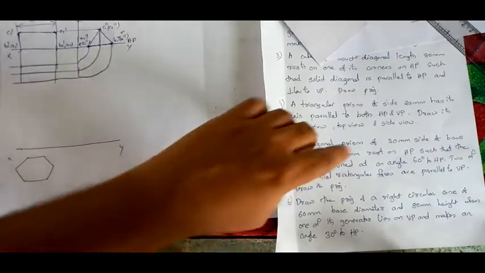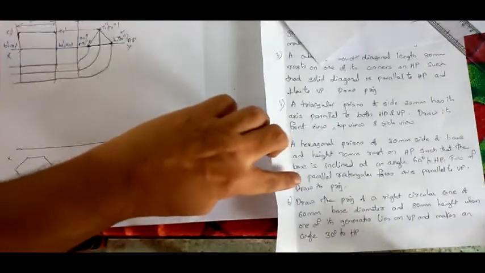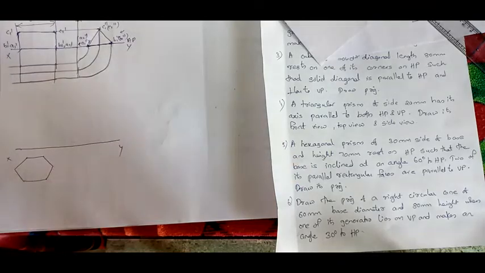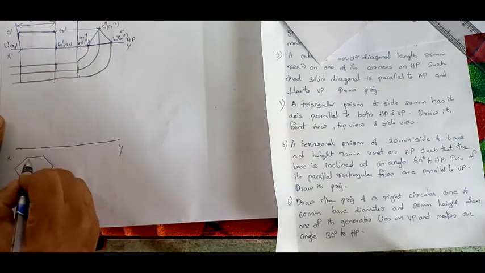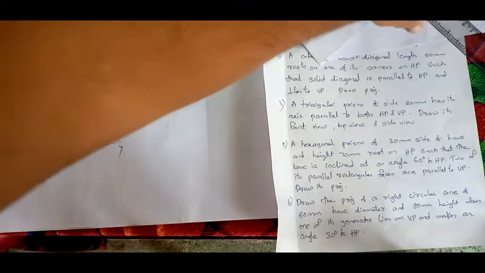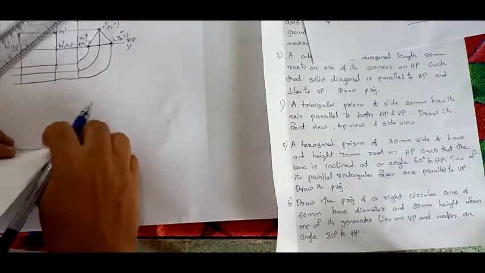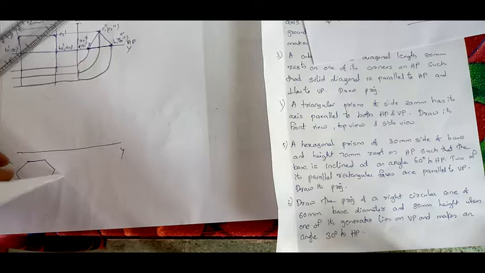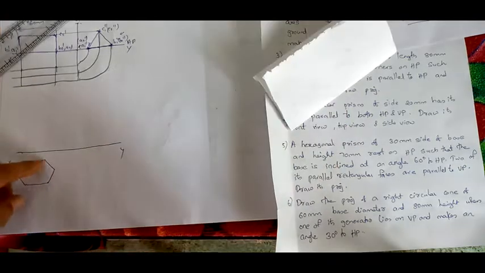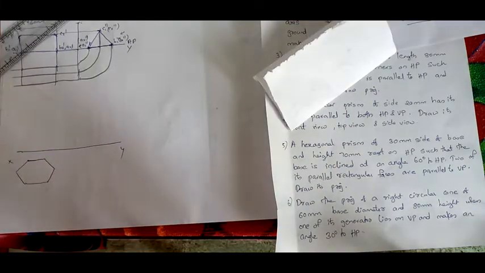Right, see, they have said 2 of the parallel rectangular faces are parallel to VP. Now see here, you will be having one face, right? So here you will be having one face. Similarly here you are having a parallel face, right? So these 2 faces are parallel to VP. This edge is parallel to VP, which means the face containing that edge is also parallel. This face containing this edge is also parallel. So 2 of the faces are parallel.